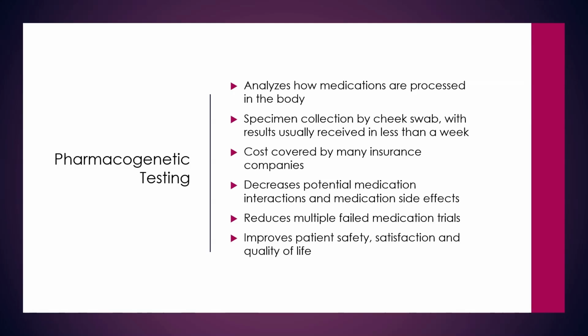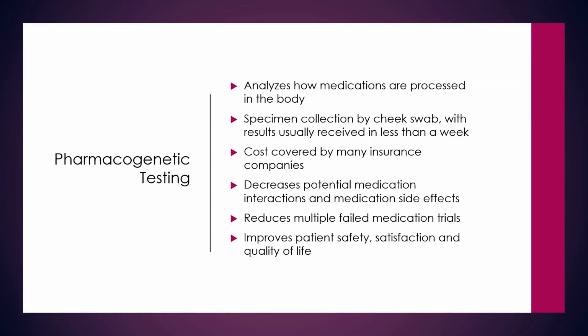Pharmacogenetic testing. I wanted to touch on this because I feel that it is important given how often individuals with autism are prescribed medications, and especially psychiatric ones. But really, this testing can be useful for anyone. So this testing works by analyzing how medications are processed in the body. Specimen is collected by a cheek swab. Typically, the results are received within less than a week once the specimen is at the lab for processing.